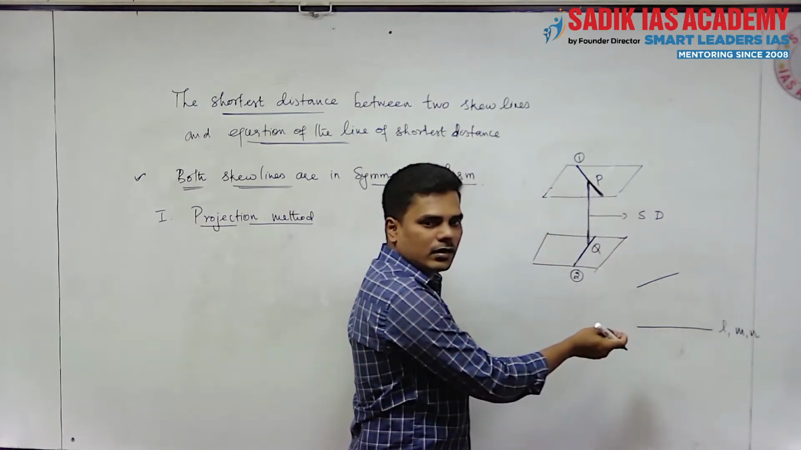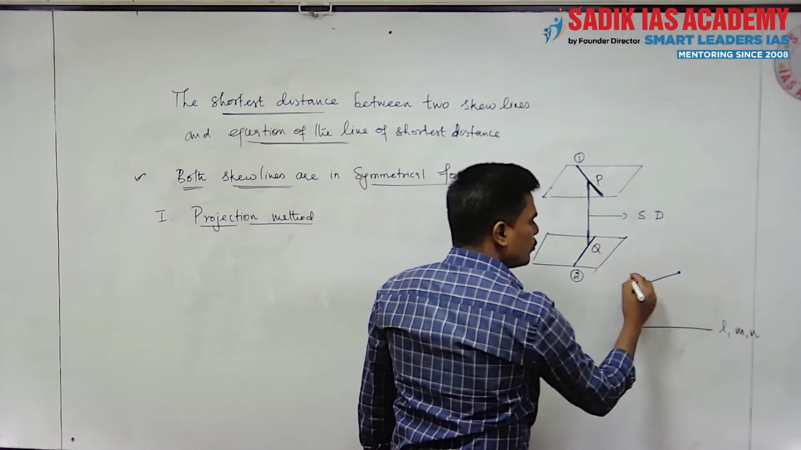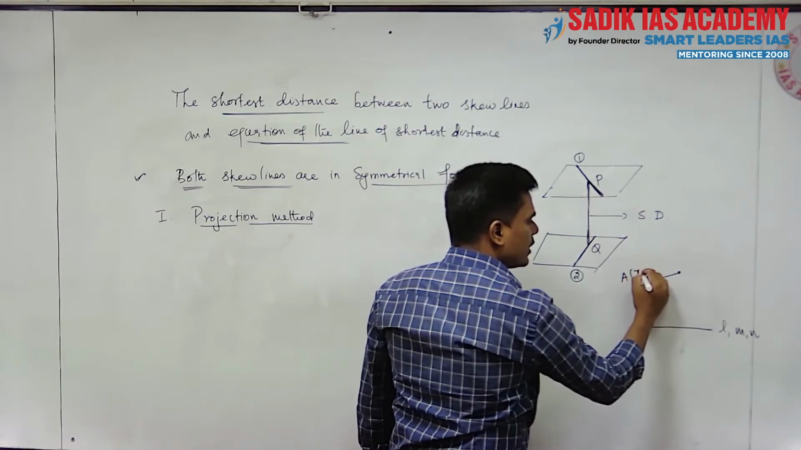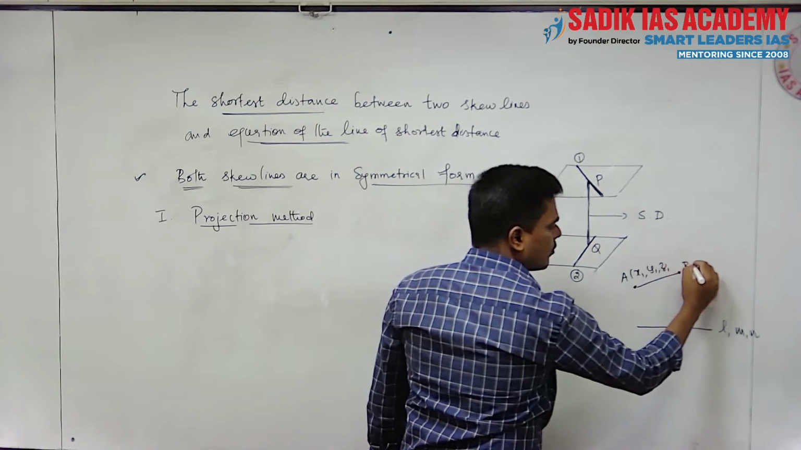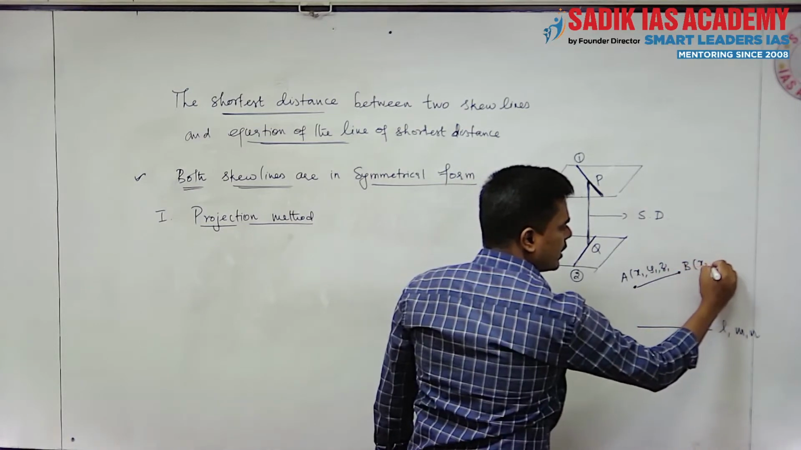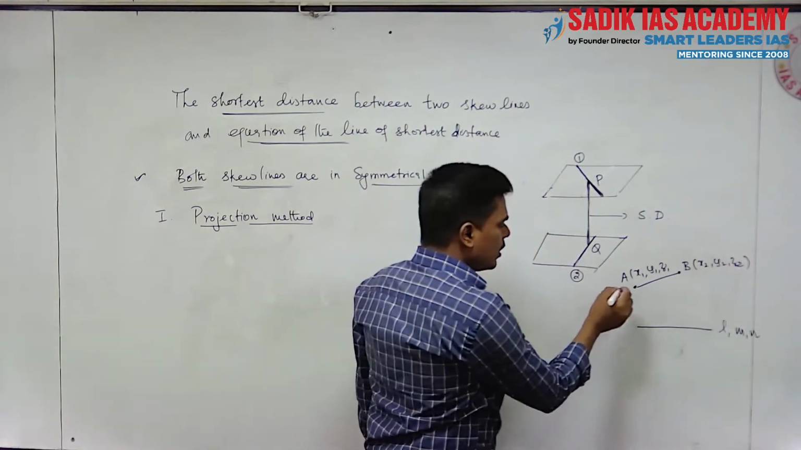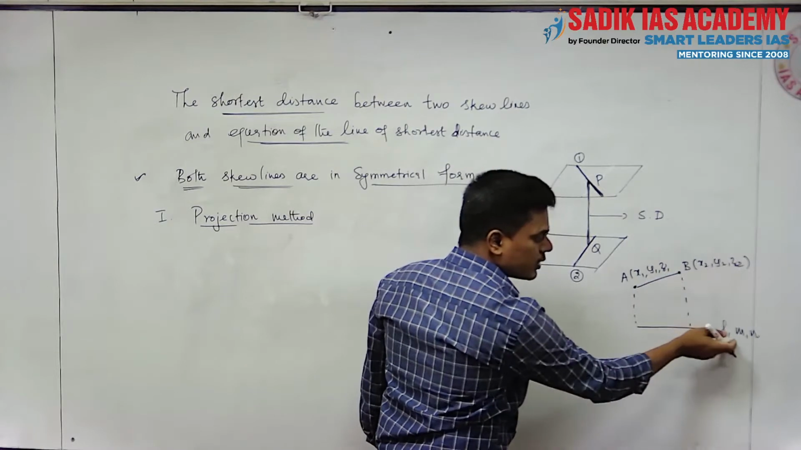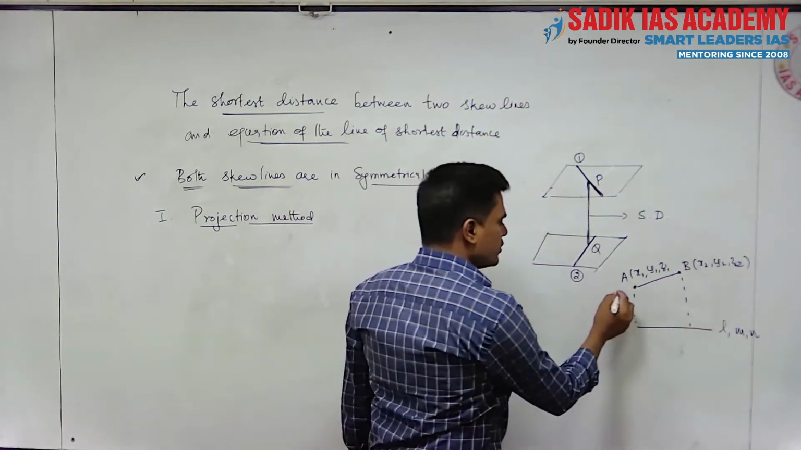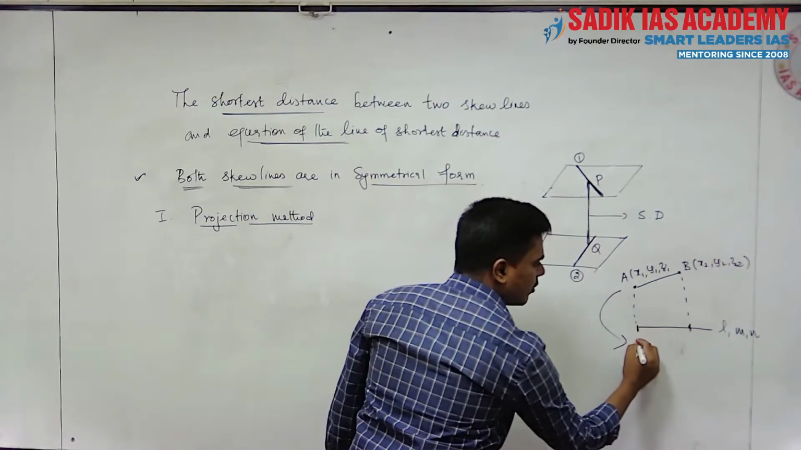L, M, N are the direction cosines of this line, and this line passes through 2 points. One is A whose coordinates are x1, y1, z1. Here another point B whose coordinates are x2, y2, z2. Now, if I project this line on another line whose direction cosines we know, what is the projection? This is the projection.